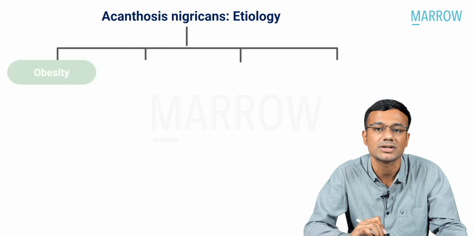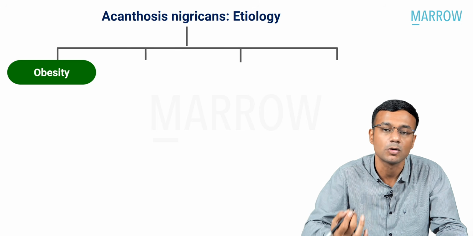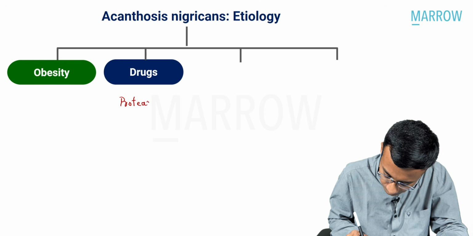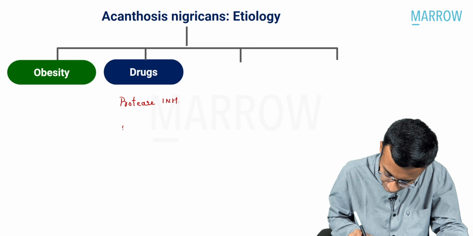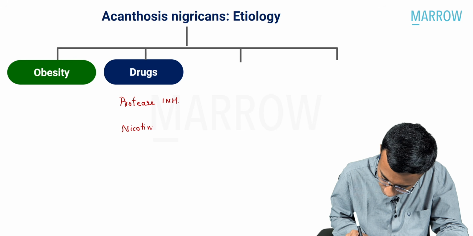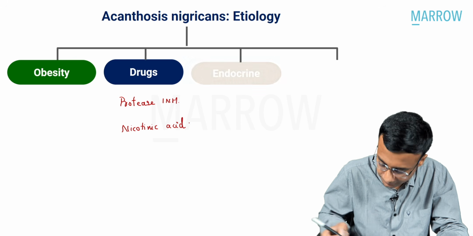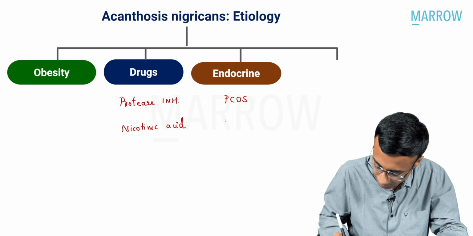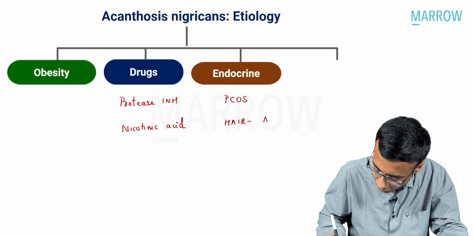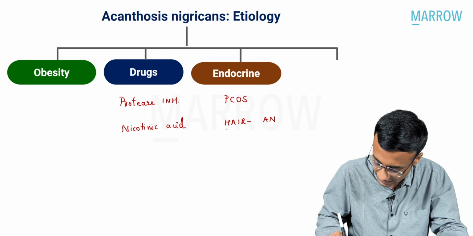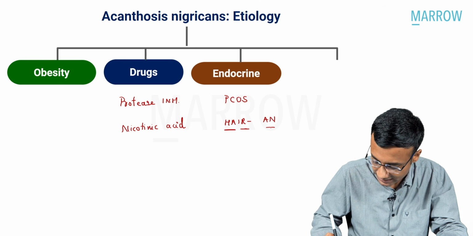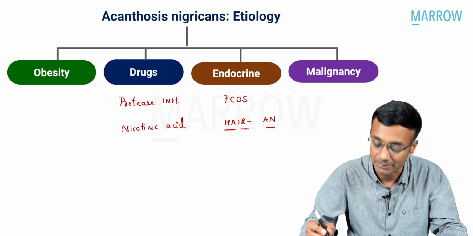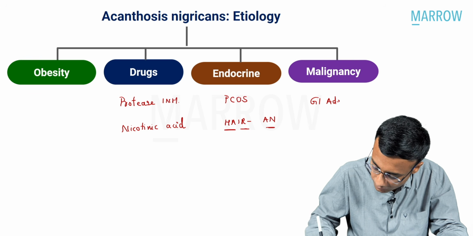Now, what are the different causes of acanthosis nigricans? Number 1 is obesity, wherein we spoke about metabolic syndrome. Number 2, we have drugs, like protease inhibitors and nicotinic acid. Then in terms of endocrine causes, we have to remember polycystic ovarian syndrome. We can also remember HAIR-AN syndrome. HAIR-AN syndrome stands for hyperandrogenism, insulin resistance, acanthosis nigricans. In terms of malignancy, we have to remember GI adenocarcinoma.